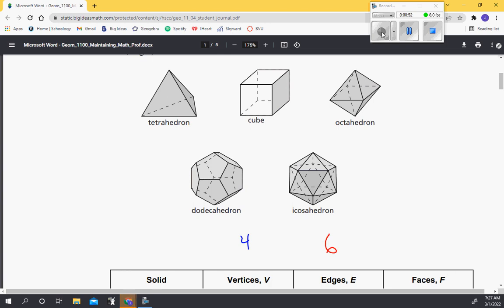And the faces. How many faces? Well, there's one right in front here. 1. There's 2 here. There is 3 on the bottom. And then there's actually a 4th one kind of on the back side here. So there's 4 faces.